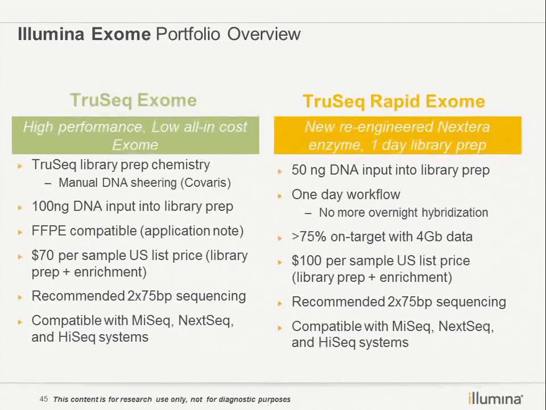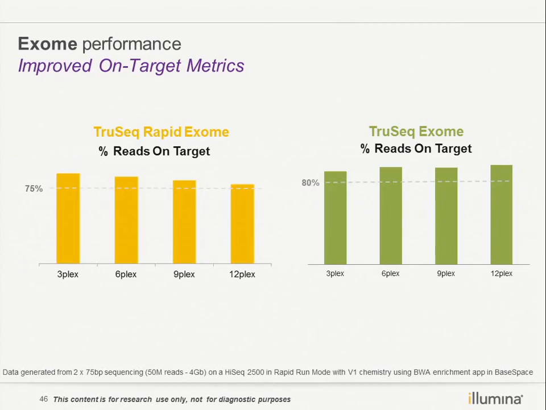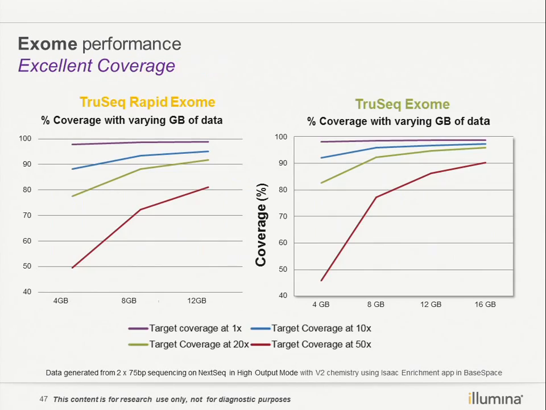Both kits recommend 2x75 base pairs sequencing. We also support 2x100 base pair, but we still recommend 2x75. So when we compare the on-target reads, that means from the final reads, the TruSeq Exome is even better than this one. All of the on-target reads are larger than 80%.